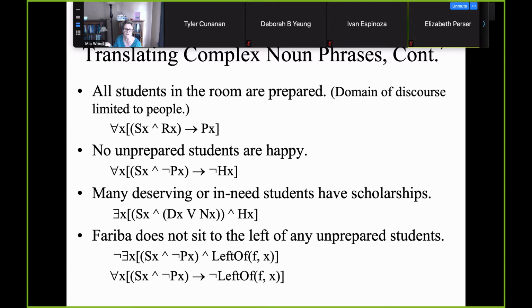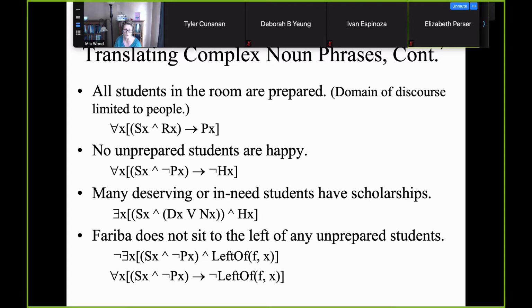On the other hand, if you were to say, I'm going to treat sentence 2, no unprepared students are happy, as an isolated sentence, and I'm going to have, for example, the capital letter U stand for unprepared, you could certainly do that, right? So how you translate is going to depend on what the context is and certain assumptions that you make, certain stipulations that you make. Then we have a set of existential claims.